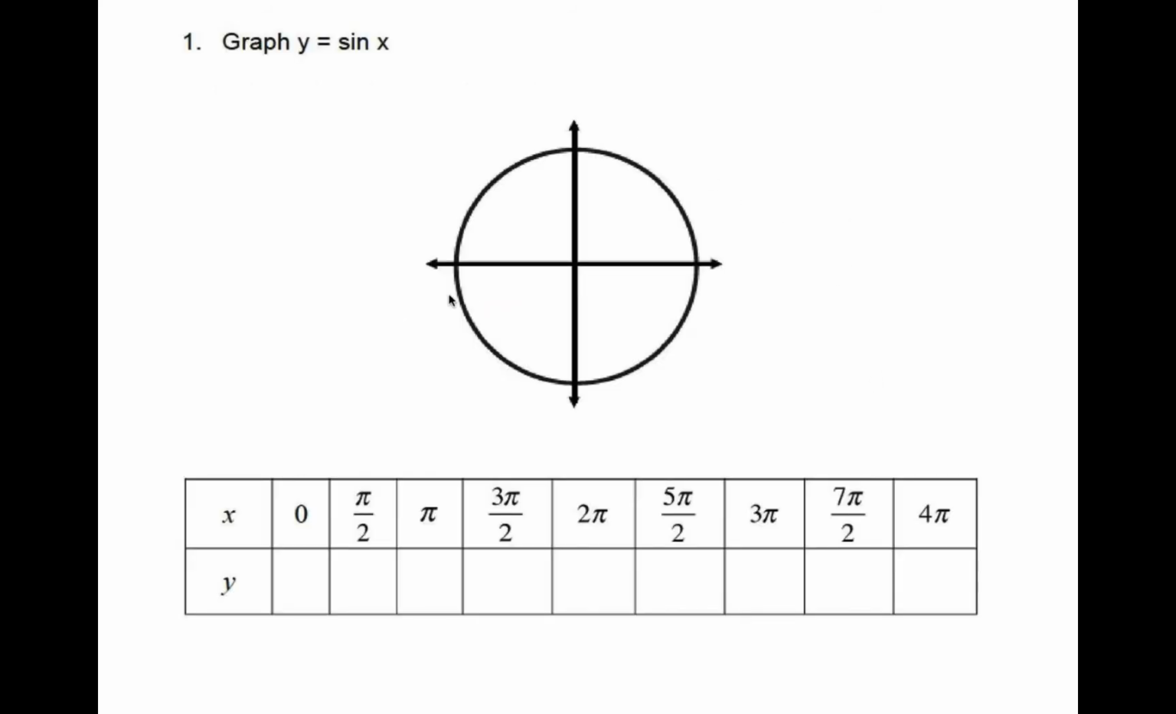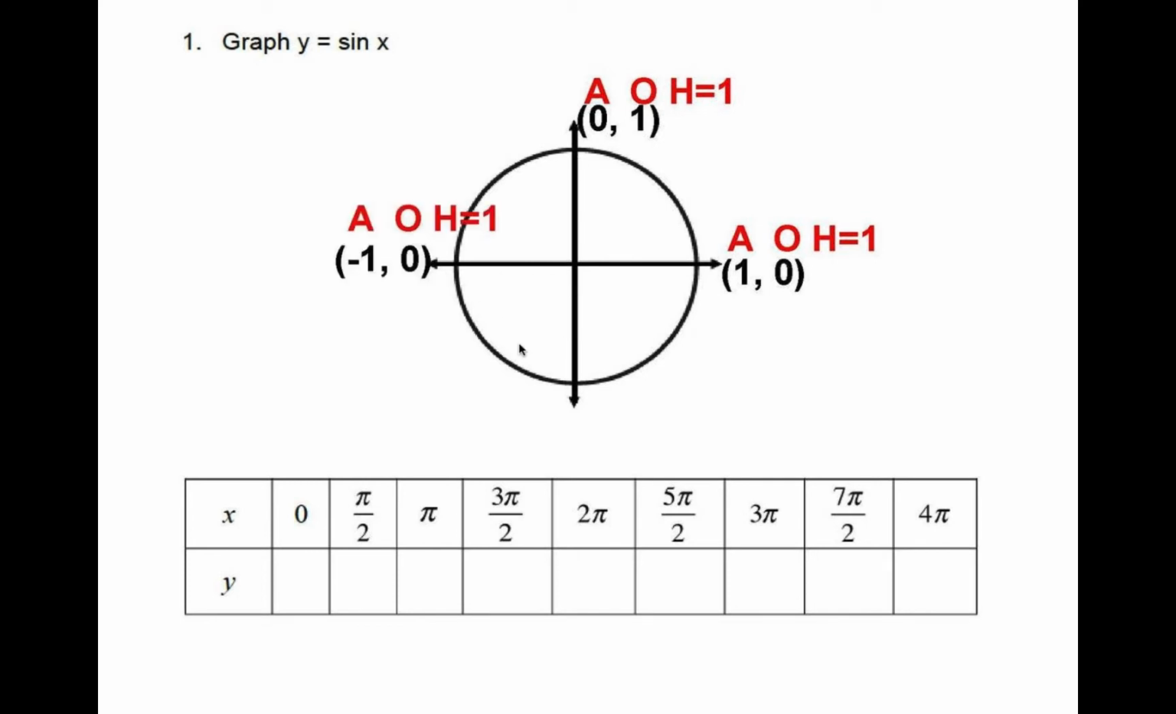So if this is our unit circle, I'm going to label the 4 points that we learned about in 7.6. So again, if this is 0, 0, this would be considered 1, 0, going right 1. And then you have a hypotenuse of 1. This is going up 1, so this is 0, 1. Left 1, negative 1, 0. And then down here at 0, negative 1.